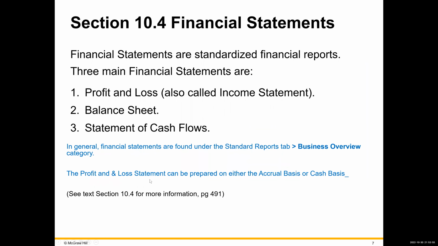Okay, there are three main financial statements that QuickBooks offers. Profit and loss, also called the income statement. We have the balance sheet, and we have the statement of cash flows. In general, financial statements are found under the Standard Reports tab, Business Overview category. And just as a note, the profit and loss statement can be prepared on either the accrual basis or cash basis.